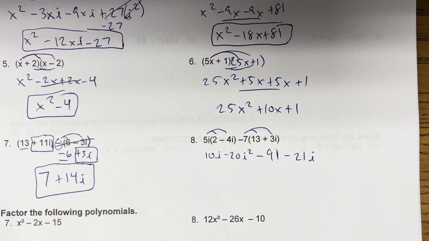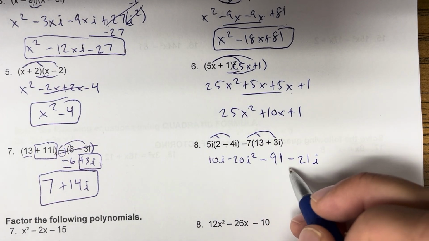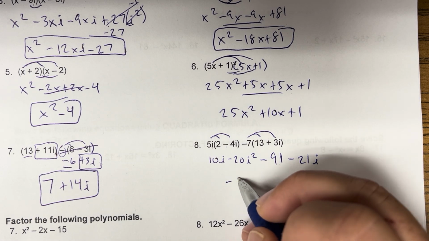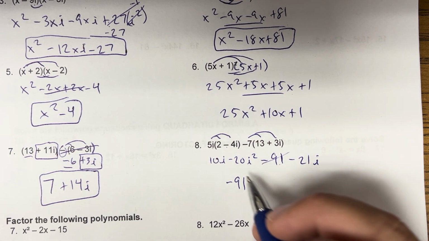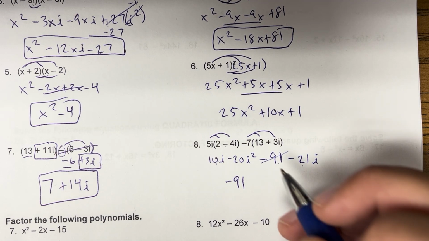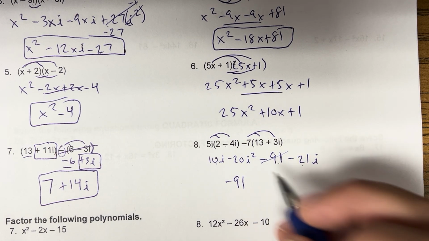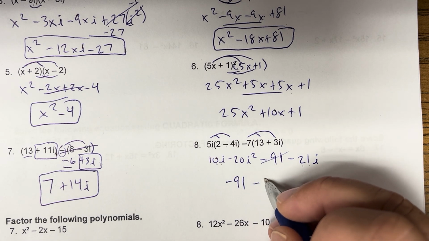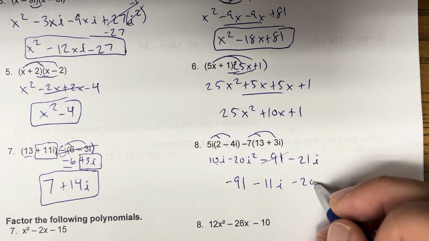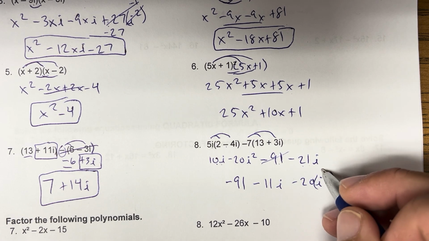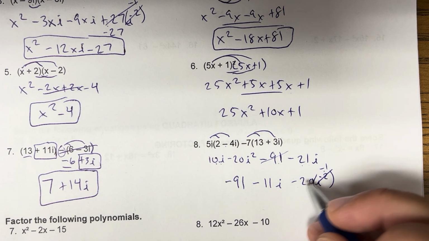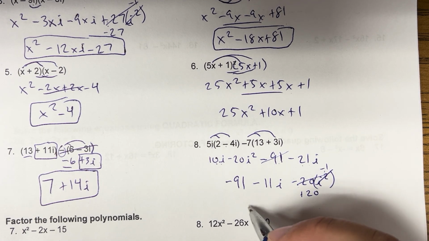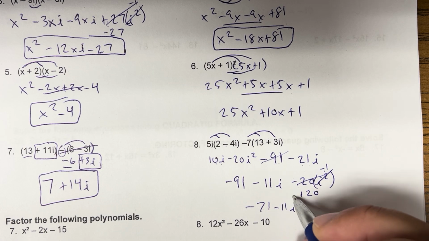And so I'll just verify real quick, all right, and then I'll put my negative 91 in the front. That's my only just number. Combine my i's, 10 minus 20. Oh, sorry, I also have this one right here. I'll take care of that in a little bit. Negative 91, 10 minus 21 is going to be a negative 11i, and then I have this negative 20i squared, which like we've talked about before, i squared is negative 1, which is going to make that positive 20, as that becomes negative 71 minus 11i.